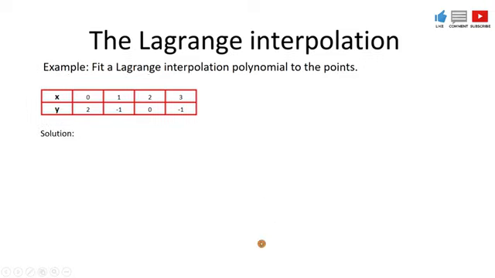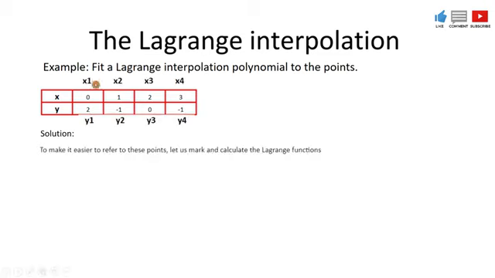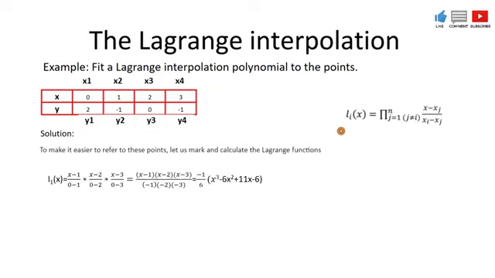Okay, that is x1, x2, x3, x4, and also y1, y2, y3, y4. Let's find the Lagrange functions at first. That's the formula for Lagrange functions. We have 4 Lagrange functions, so we have to find 4 Lagrange functions first.